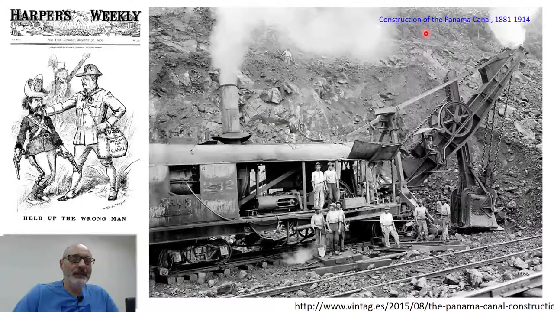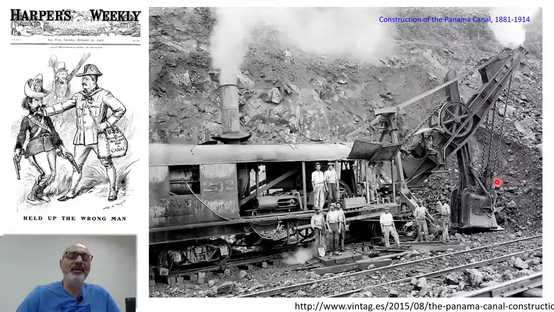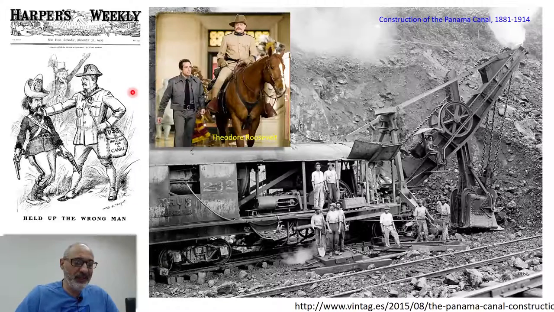You see that a very, very important problem, which the French, because the French constructed the Suez Canal, they tried to construct the Panama Canal, and they didn't succeed, because of yellow fever. And then when the United States bought the concession to build the Panama Canal, the first thing they did was try to eradicate the yellow fever. And this was done by Theodore Roosevelt, the president here.